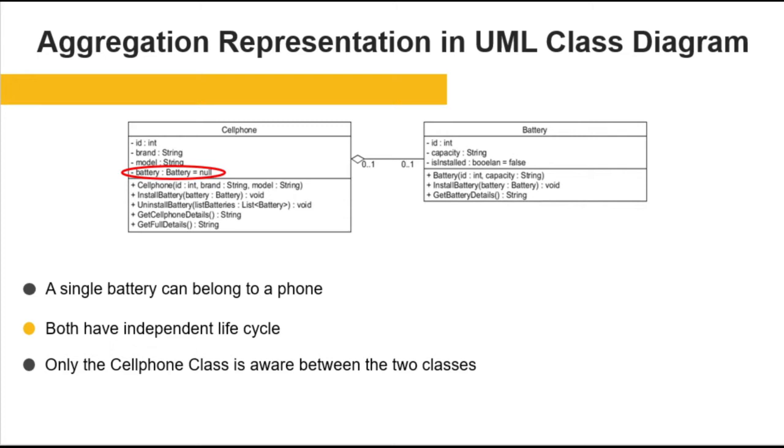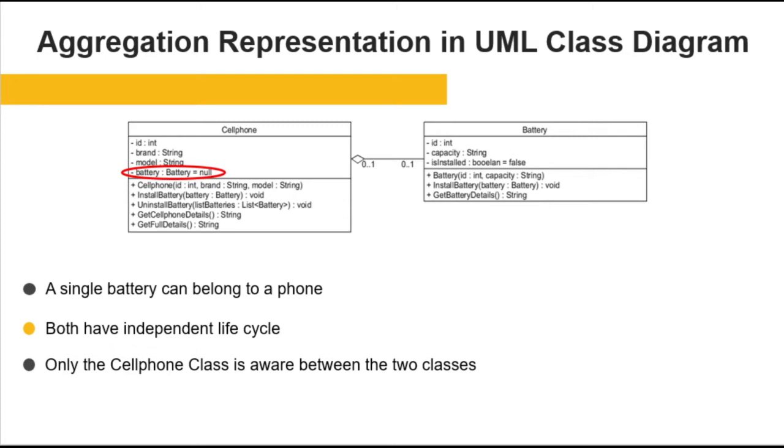In our case, let's take an example of a cell phone and a cell phone battery. A single battery can belong to a phone, but if the phone stops working and we delete its reference object, the phone battery will not be deleted because it may still be functional. So in aggregation, while there is ownership, objects have their own life cycle.